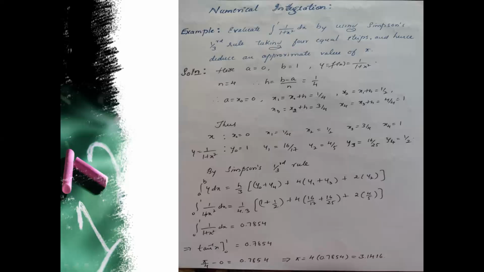0.7854. So pi becomes 4 times this value. That means we get pi equal to 3.1416. So that is how we obtain the approximate value of pi using the result whatever we have got. Hence deduce it is. So whatever the result we have got, using that we need to find the approximate value of pi. Let us move on to one more example.